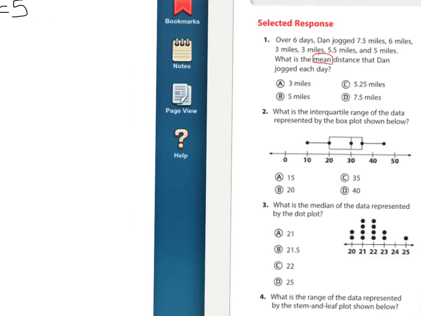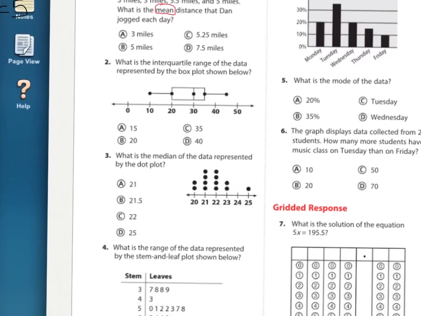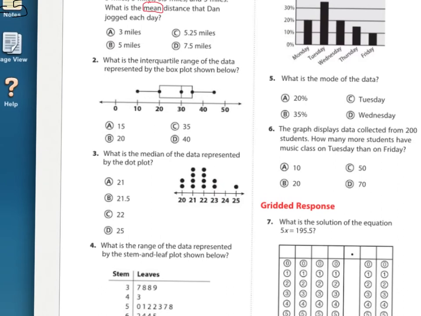For number 2, what is the interquartile range? The interquartile is in the box, from here to here. So you have to find the difference in those two numbers. 35 minus 20 is 15.